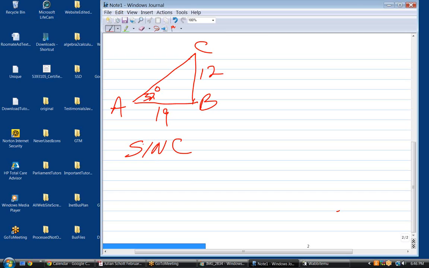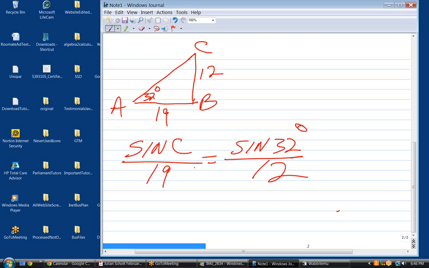Now let's start that on the upper left part of this equation. What's that divided by? That would be sine 19. Okay. Equals what? Sine of 32 divided by 12. Okay.